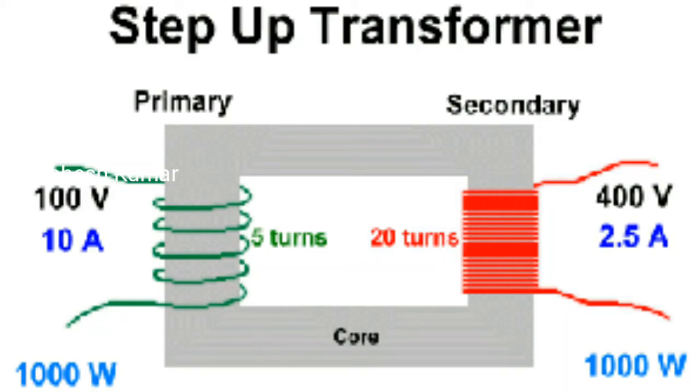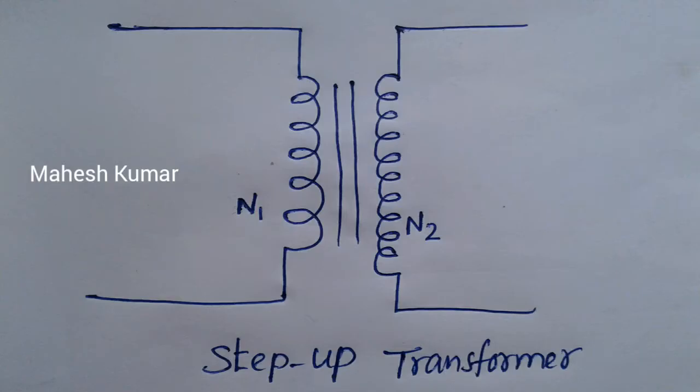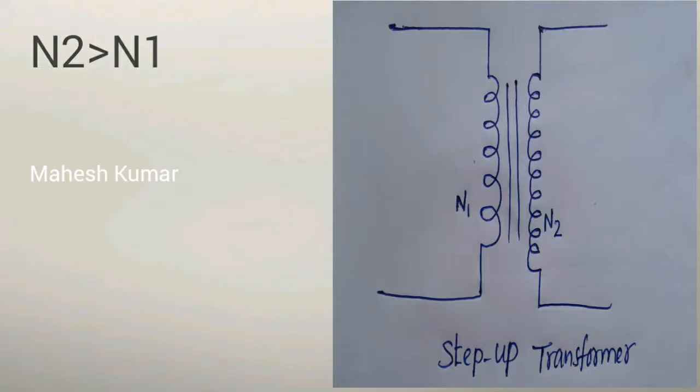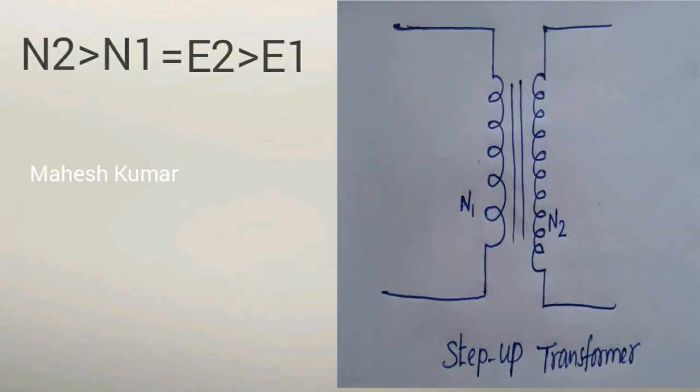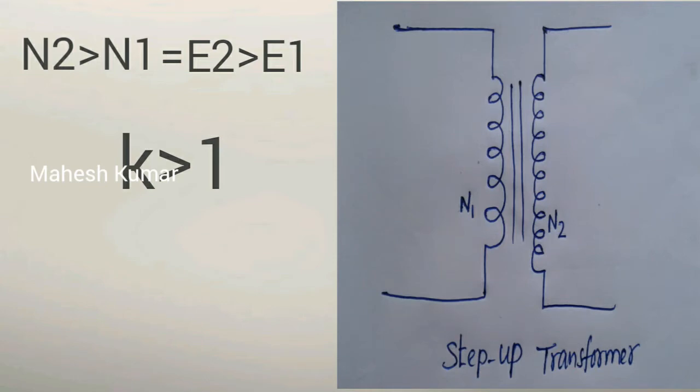A transformer whose secondary number of turns is greater than that of the primary number of turns is called a step-up transformer. We already know induced EMF depends on the flux linkages, and flux linkages depend on the number of turns. If the number of turns is increased, then the induced EMF also increases. Hence, N2 is greater than N1, that means E2 is greater than E1. According to the transformation ratio, K is greater than 1.